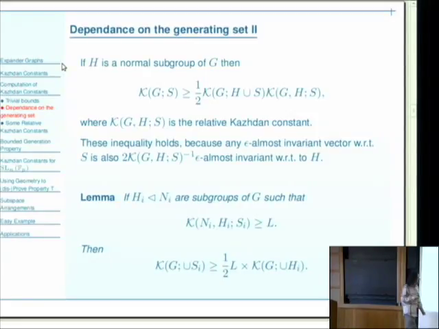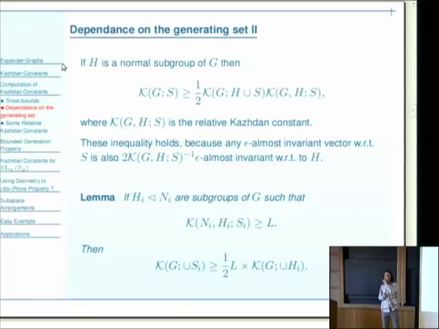Yeah. G, or do you mean the union of Ni? Which one? In the last statement? So I can control the Kazhdan constant of G with respect to the union of Si. So in each of these guys here, I have a generating set. And here, I can put the generating set, which is the union of Hi's, which I don't know.